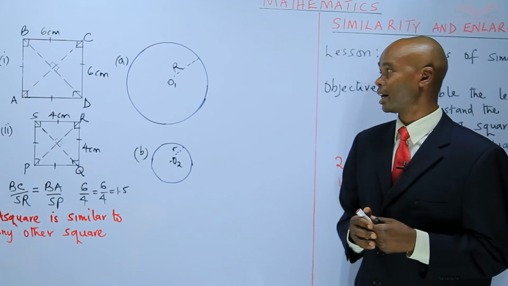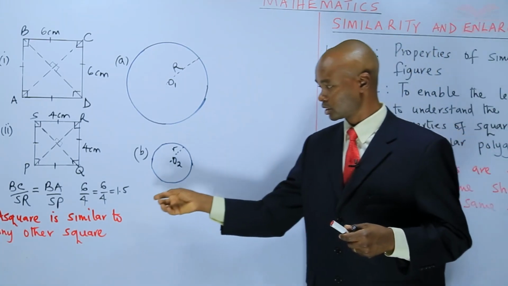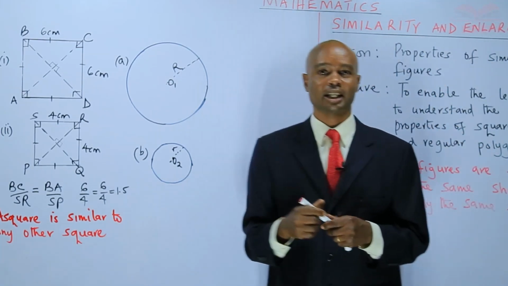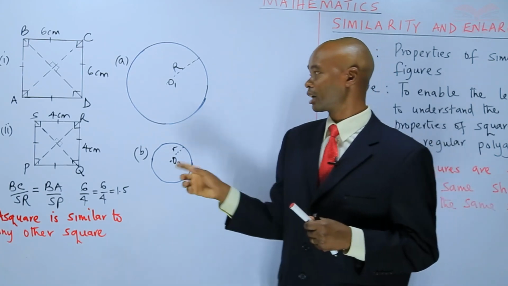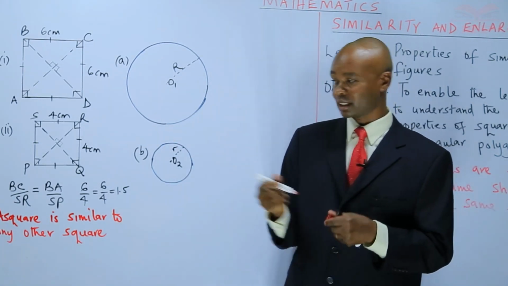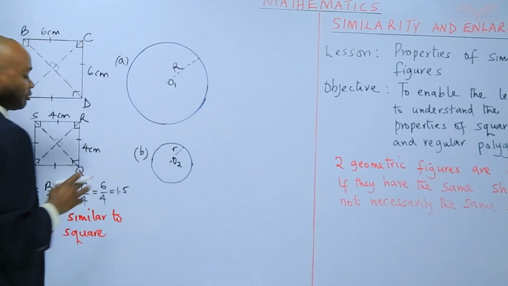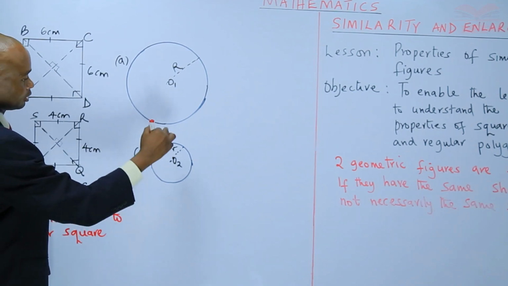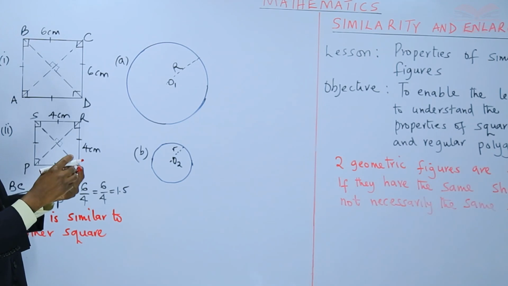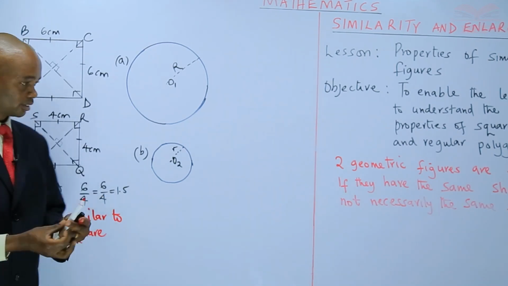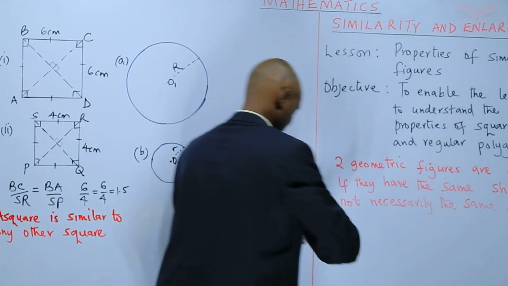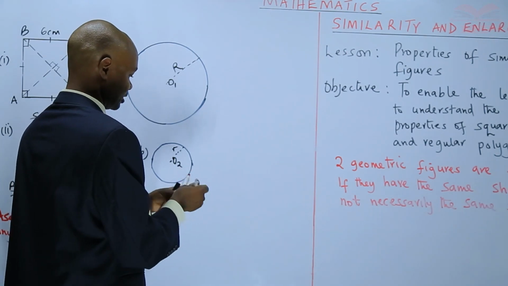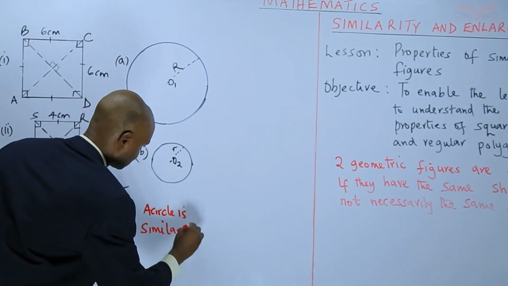So what we saw in squares comes also to circles. Any circle is similar to any other circle. Any circle will be similar to any other circle because of the shape. The shape is the same. They can be inscribed, they can be drawn from a similar center.